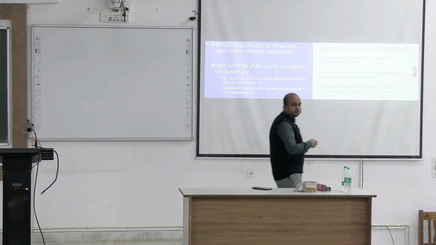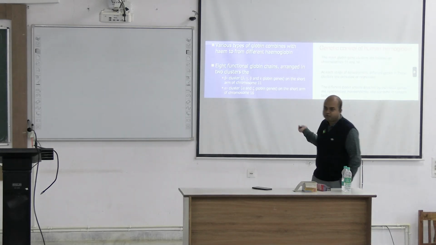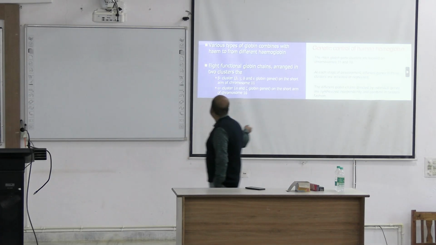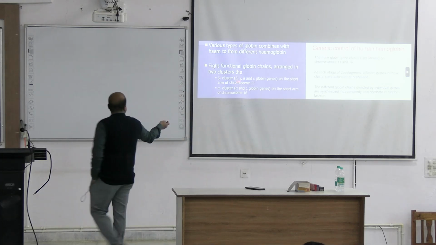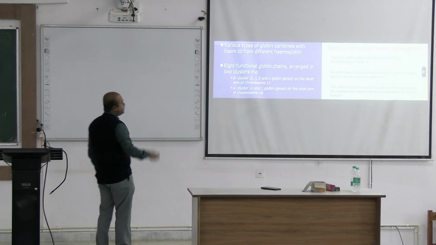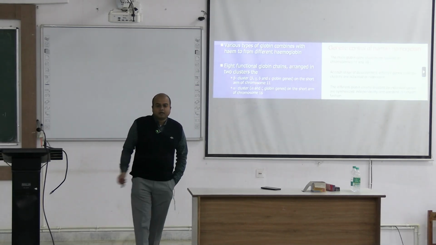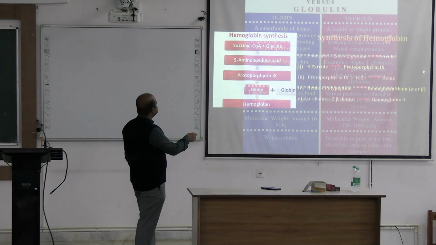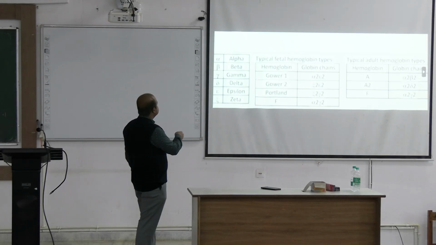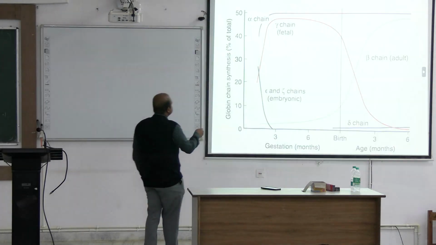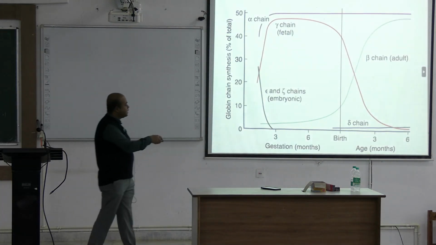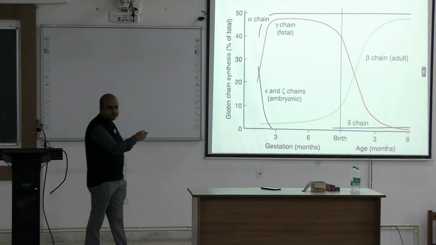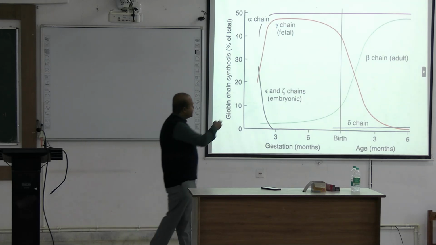This is about chromosomes 11 and 16, one for beta globin chains, one for alpha globin chains. The beta cluster means beta, gamma, delta, epsilon, and alpha 1 and 2. See this epsilon and this zeta, all these chains. This is about the rate of formation. We will come back to this if required today also. Rate of formation in the adult.